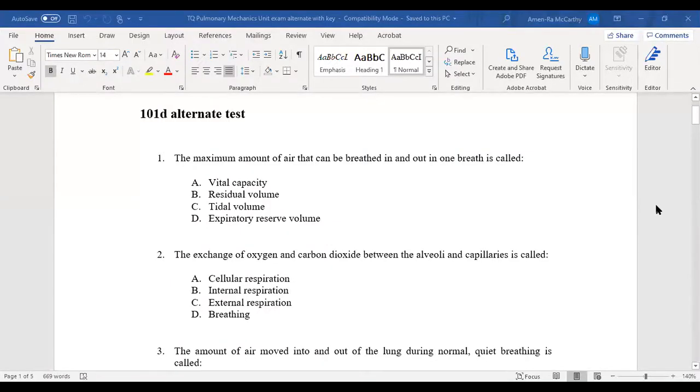Number 1, the maximum amount of air that can be breathed in and out in one breath. What is that called? Don't answer it out loud, but write your answer. And I'm going to ask a few people, what did you get for number 1? What did you get for number 2? Stuff like that. And you kind of test yourself. The maximum amount of air that can be breathed in and the maximum amount that can be breathed out. What is that called? You got to pay very close attention to the wording. So you can put your answer in the chat for number 1. Put your answer privately to me. Good, Barbara.